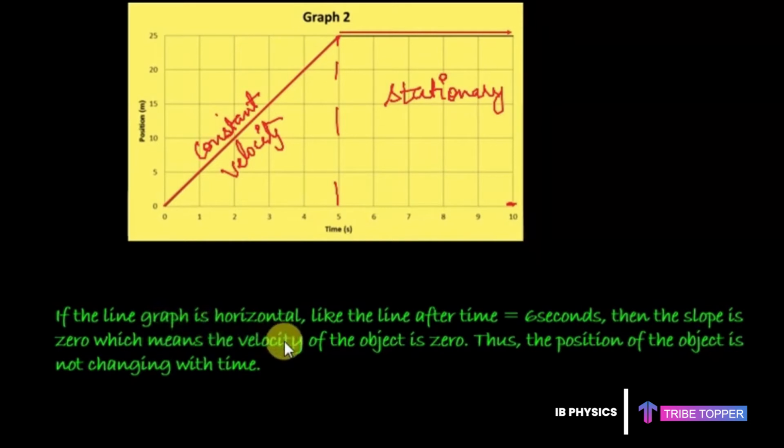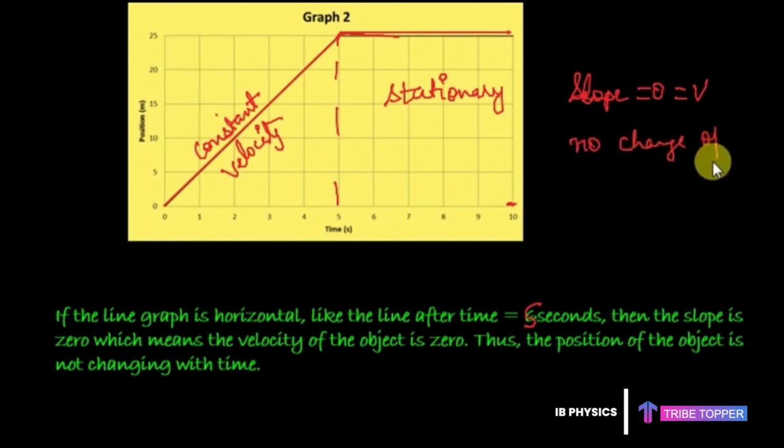If the line graph is horizontal, like we see here after 5 seconds, we find that the slope is 0, and that means the velocity of the object is 0. 0 velocity means the position of the object is not changing with time. So slope is 0 here because the line is parallel to time axis. That means slope gives you the velocity, which we just said, and here the slope is 0. So slope 0 means velocity is 0, and so no change of position is happening here. So the distance time graph gives us quite important information.